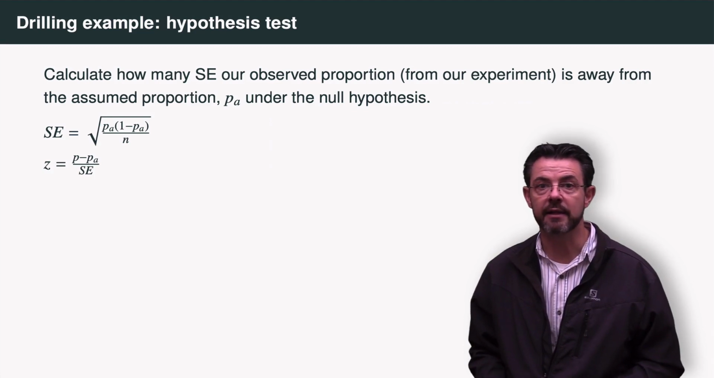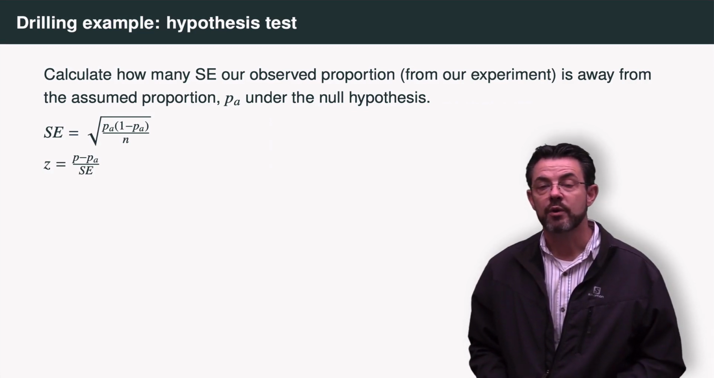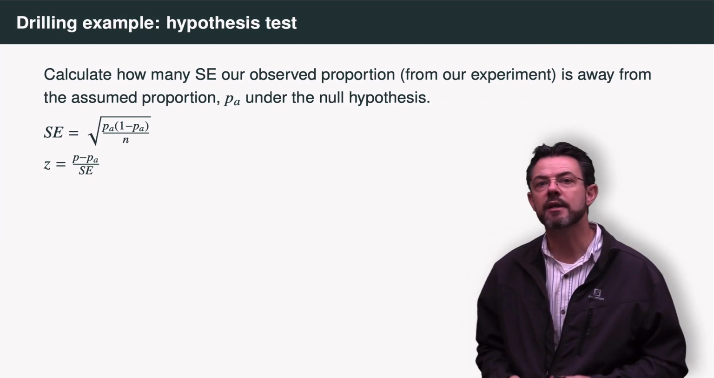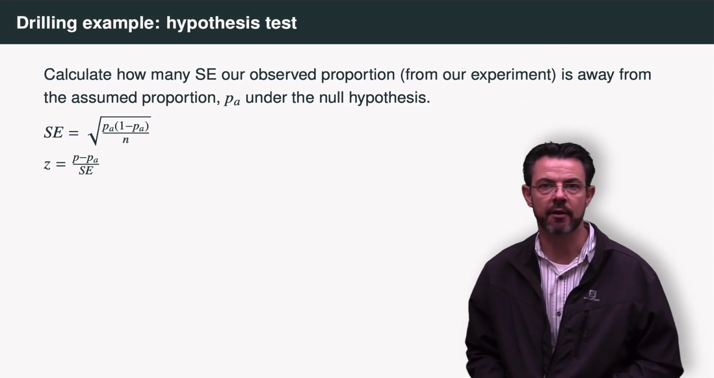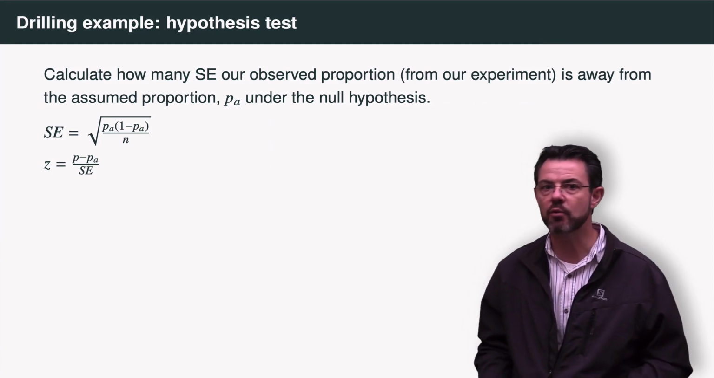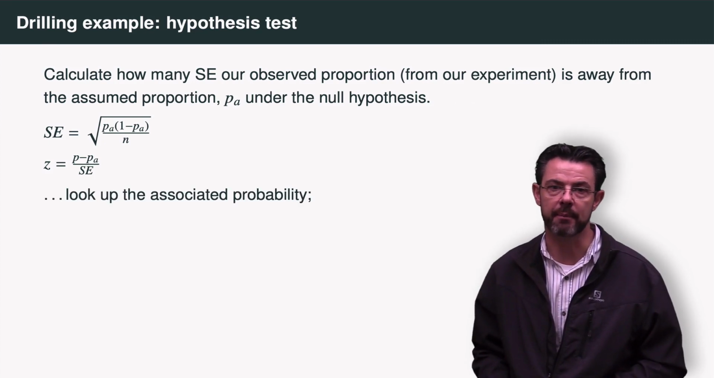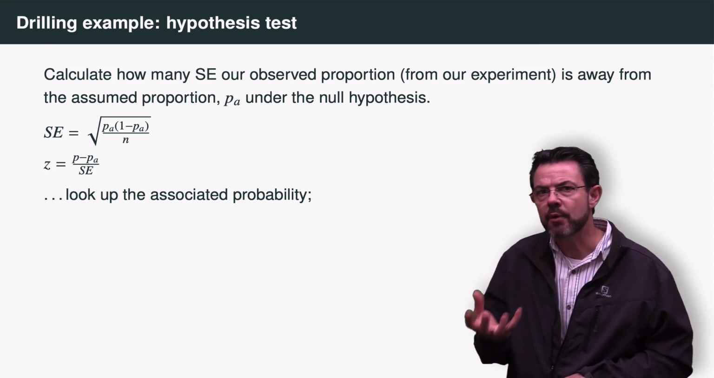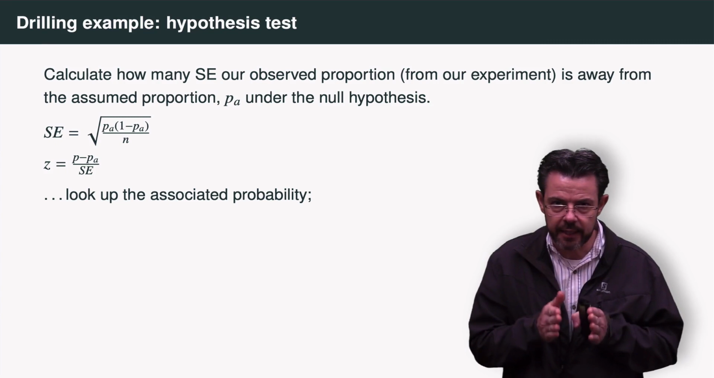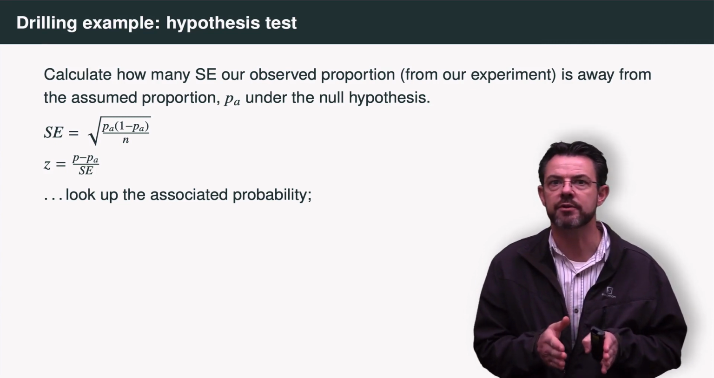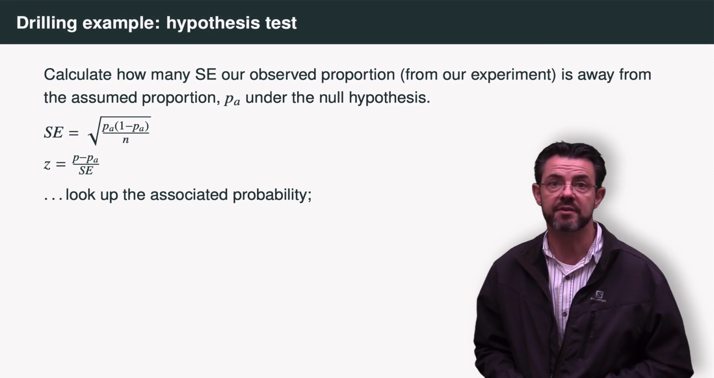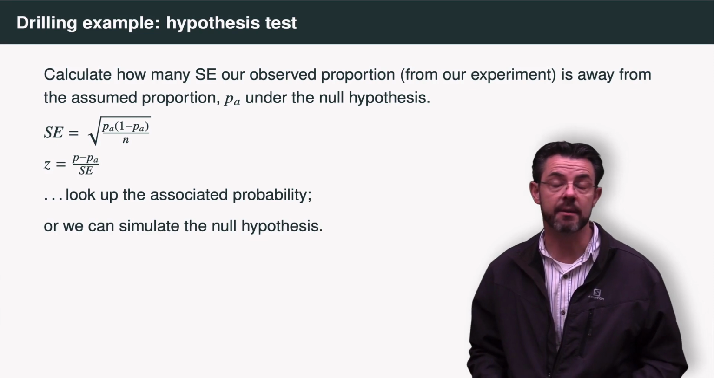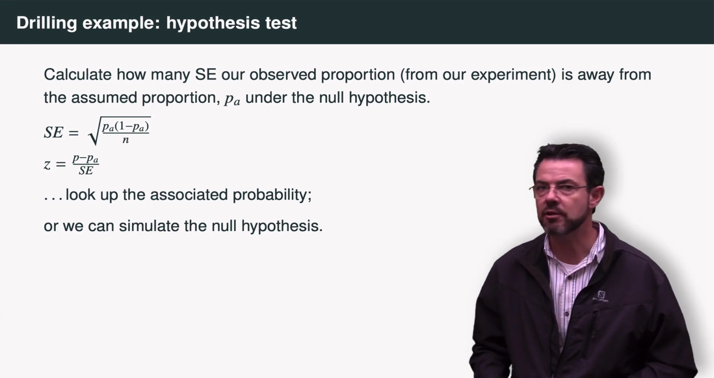And then we can calculate a Z value, which is our observed proportion, our sample proportion, minus the assumed proportion PA, divided by the standard error that we've calculated. And associated with the Z value, which we can look up the probability for, we now have an answer to the question: what is the probability that we would have observed these evidence values if the null hypothesis was indeed true? If we get around to it later, we will also look at how one can simulate the null hypothesis. But let's look at how you do this in R.